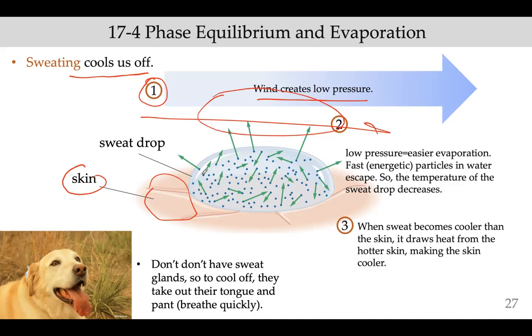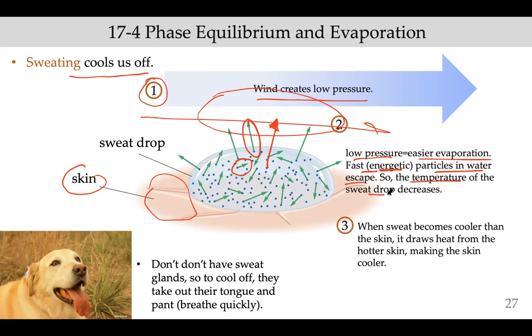Now what happens if the pressure drops? Low pressure means easier evaporation. Remember, the pressure is the one that keeps the particles here, so that they can't boil. And if the pressure is low, then you will get more and more particles that escape out. But who's going to escape first? Not the slow particles, but the fast particles. So the fast, energetic, high energy particles in water escape.